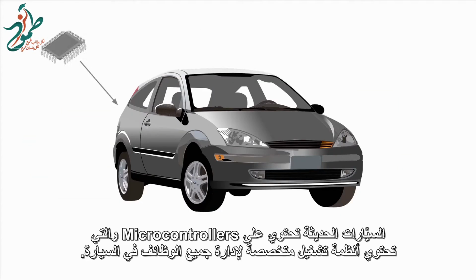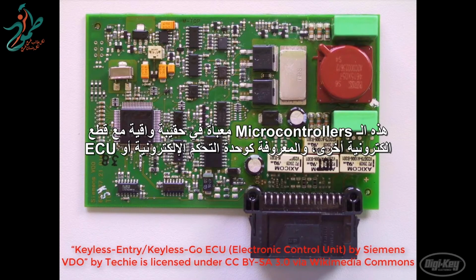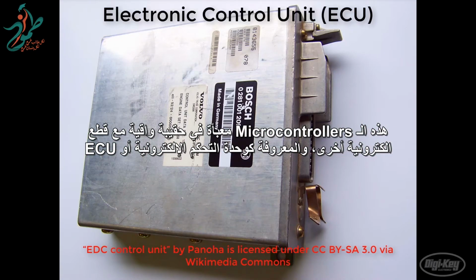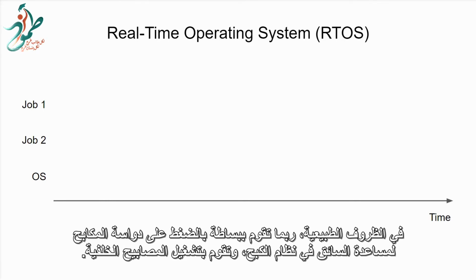Modern automobiles are packed with microcontrollers running specialized operating systems to manage functions throughout the vehicle. These microcontrollers are often packaged in a protective case along with other electronics in what's known as an electronic control unit, or ECU. Now, let's say you're working on the ECU that controls the brakes for a new car with automatic emergency braking. Under normal conditions, you might simply be polling for pressure applied to the brake pedal to assist the driver with the braking system and turning on the taillights.